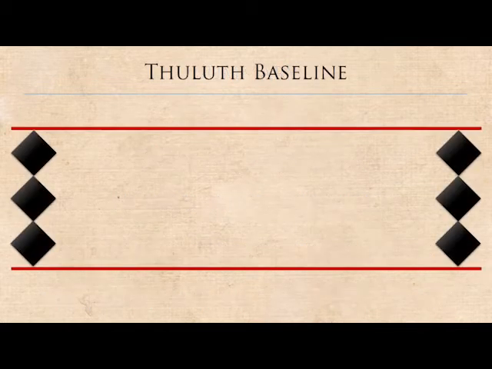The baseline for the Thuluth script looks very similar to the Naskh baseline, the only difference being that instead of 2 nuqtas between the two baselines, the Thuluth script has 3 nuqtas. And this makes sense because Thuluth is a script that is slightly larger than the Naskh script.